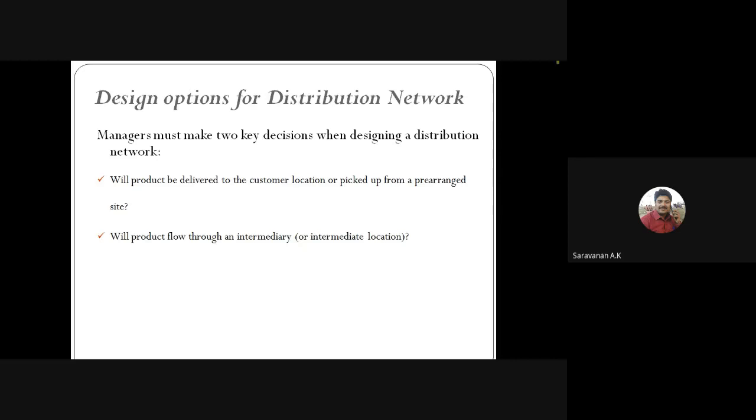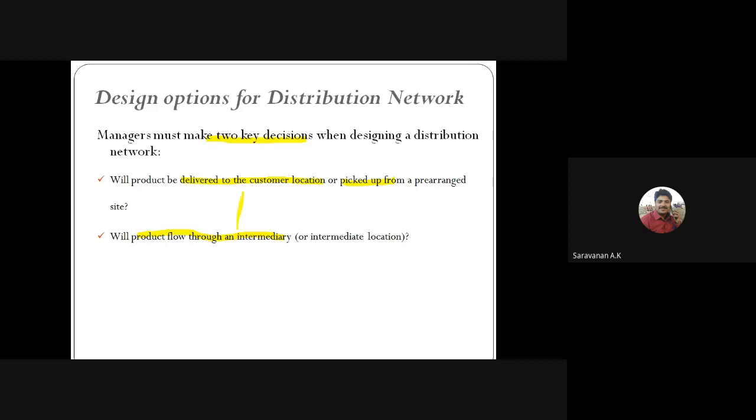So the managers take two decisions. What are the two decisions? How the product will reach the customer. Either it will be delivered to the customer's location, or it is picked up by the customer. This is the first option. And the second option is whether the product flows through some intermediary, some distribution channels.